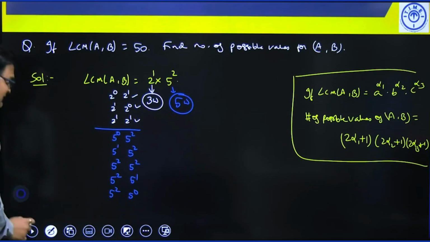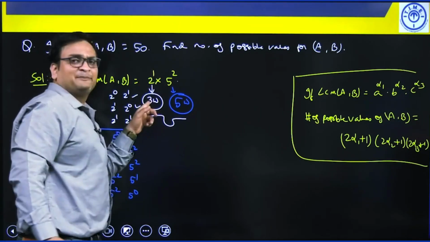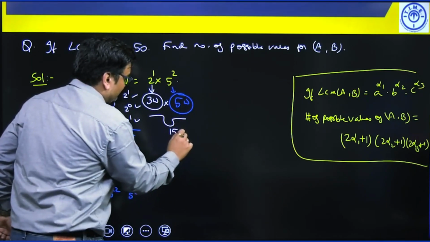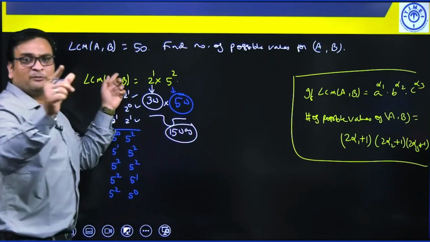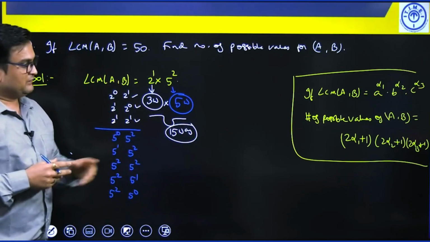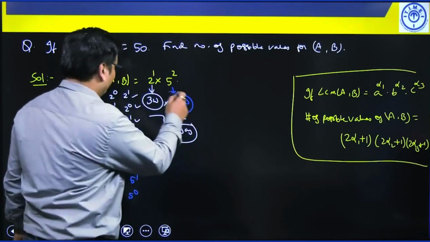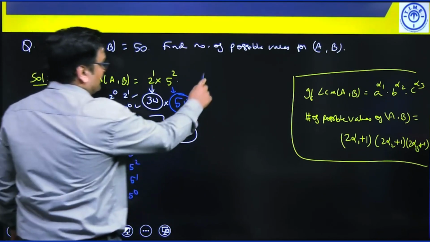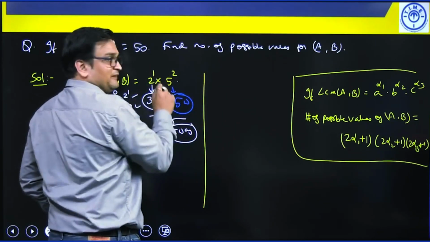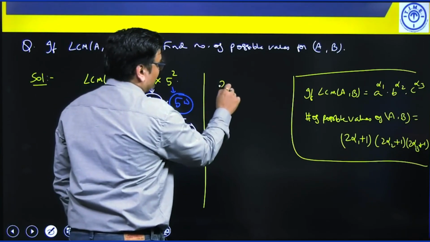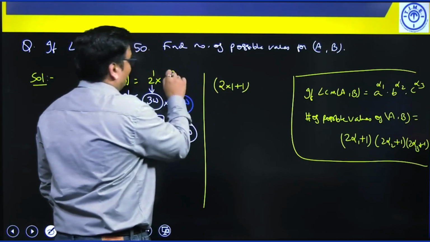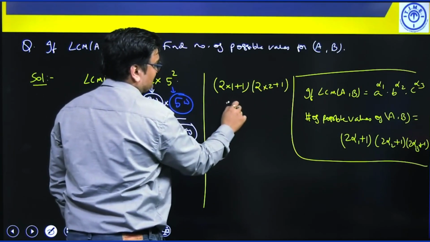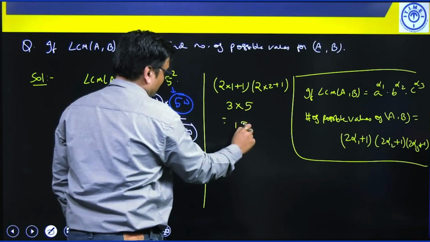And hence overall my answer: this 2 power 1 can be distributed in 3 ways, 5 square can be distributed in 5 ways, my answer will be 3 into 5, 15 ways, or A comma B have 15 different solutions. Let us apply the formula also and check. If I apply the formula and try to answer, alpha 1 is 1. So what is 2 alpha 1 plus 1? Alpha 2 is 2. So 2 alpha 2 plus 1. So what is this going to be? This is 3. This is 5. My answer is going to be 15.